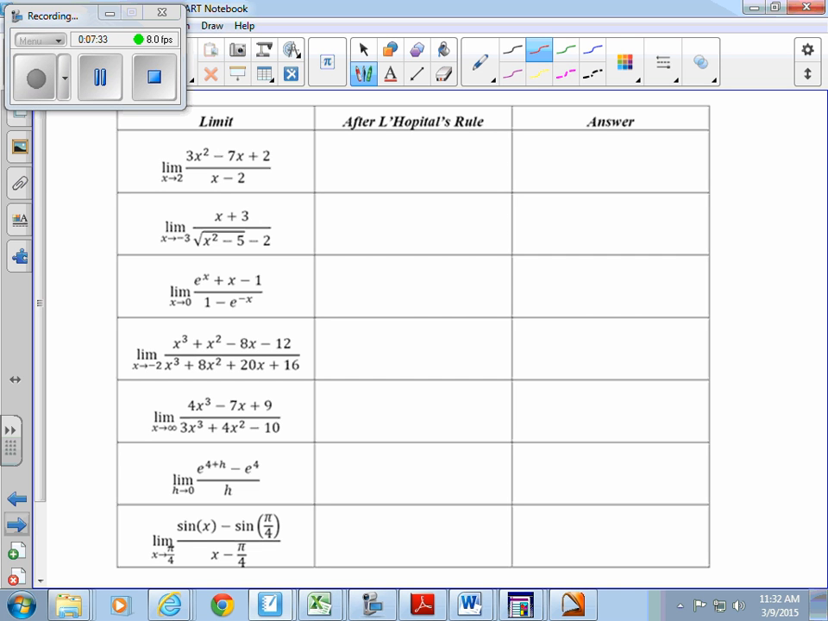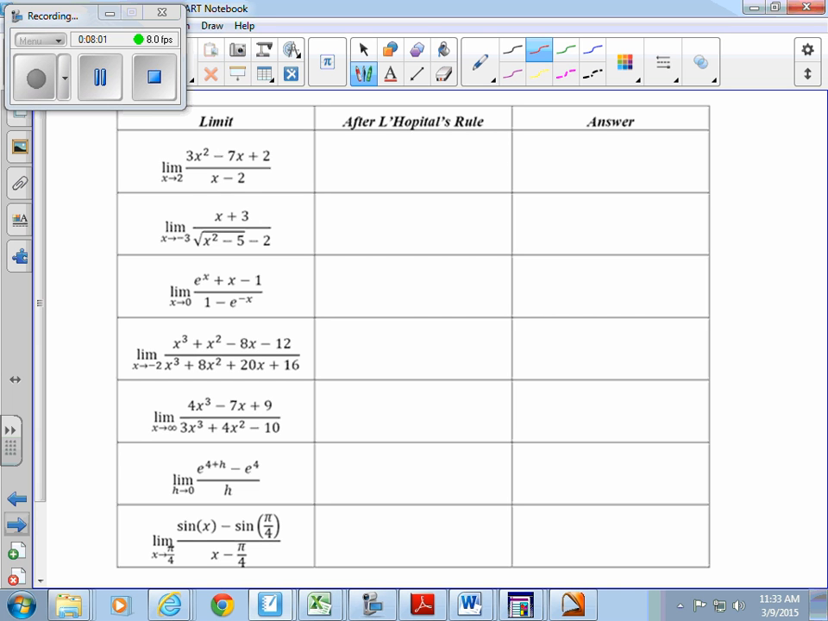Step 1. Plug in 2. Do not use L'Hopital's rule without plugging in 2. Why do I say don't use L'Hopital's rule without plugging in 2? Because it only works if you get 0 over 0. You'll mess it up, right? So plug in 2. 2 squared is 4. 4 times 3 is 12. 12 minus 14 is negative 2. Negative 2 plus 2 is 0. And I get 2 minus 2 on the bottom.